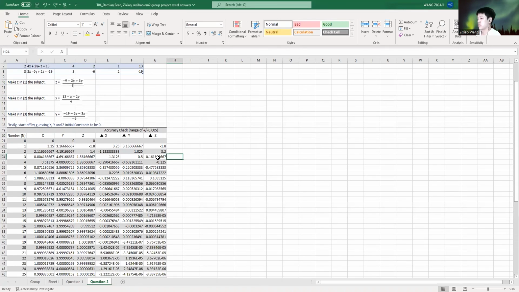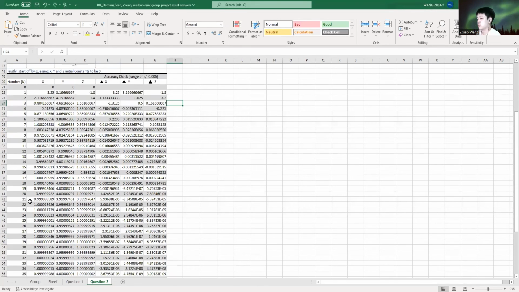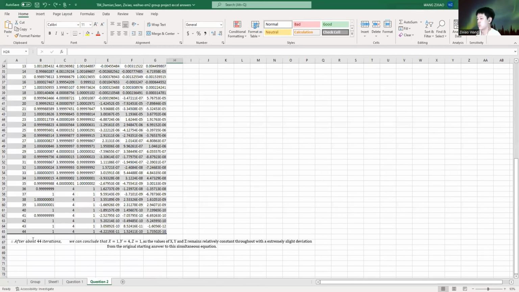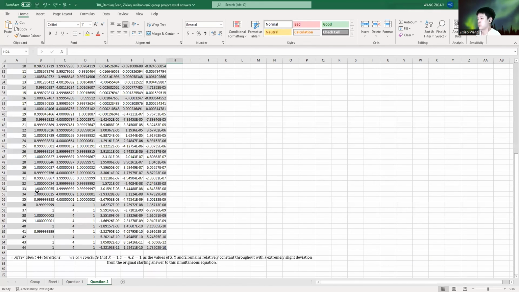And by dragging down all of these cell values to about 44 iterations, we can see that the values of x, y, and z remain constant. So we can conclude that x equals 1, y equals 4, and z equals 1.